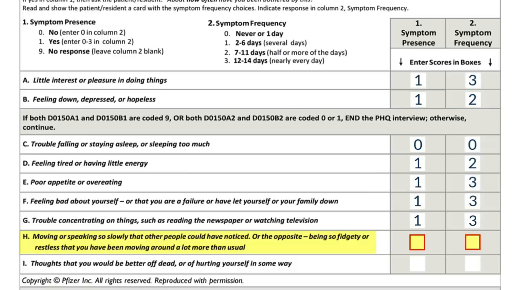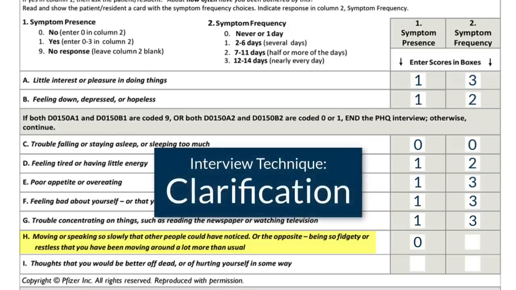The correct coding for Ms. Swanson's symptom presence for D0150H1 is 0. No, Ms. Swanson responded that she has not been bothered by this symptom. Note that when answering this question, it was clear to the nurse that the patient resident didn't fully understand the question. Realizing this, the nurse restated the question, emphasizing part of the question to help clarify the intent.